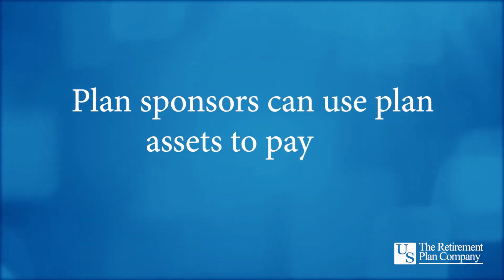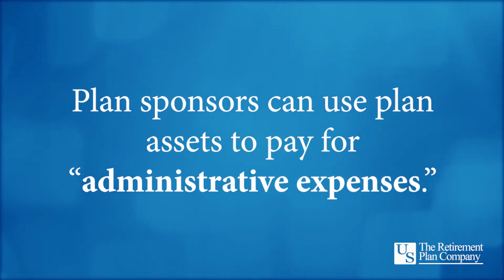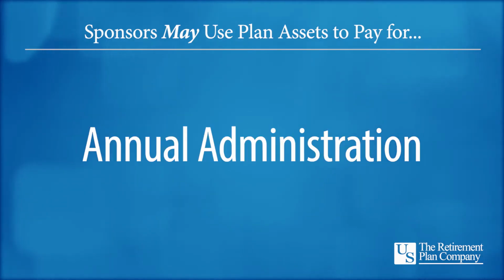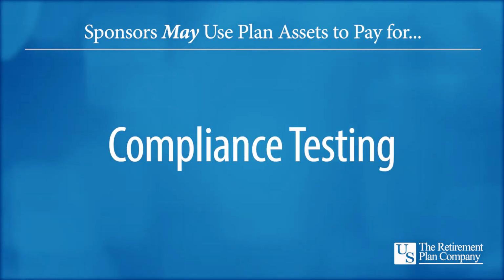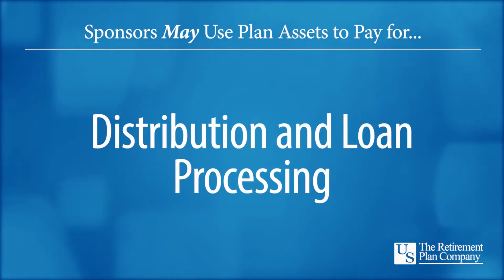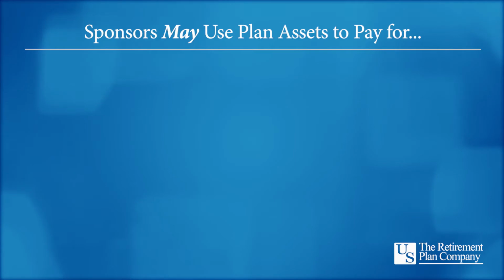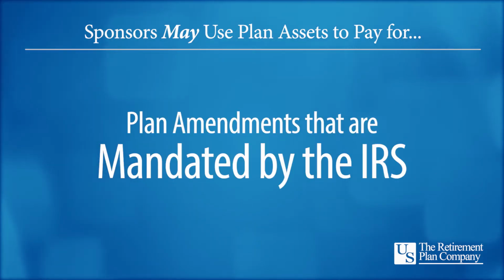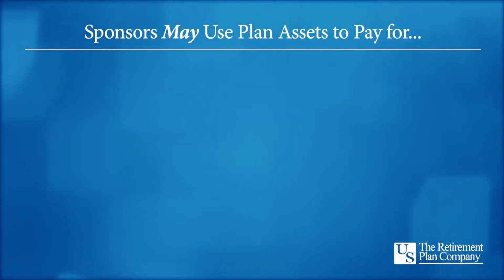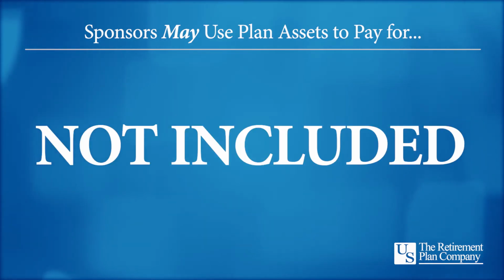Plan sponsors can generally use plan assets to pay for administrative expenses. Administrative expenses include the costs of annual administration, record keeping, compliance testing, preparing Form 5500, and distribution and loan processing fees that are paid by the company. Administrative expenses also include costs for plan amendments that are mandated by the IRS and the cost of CPA audits for larger plans.